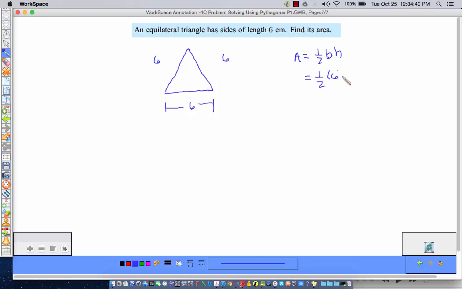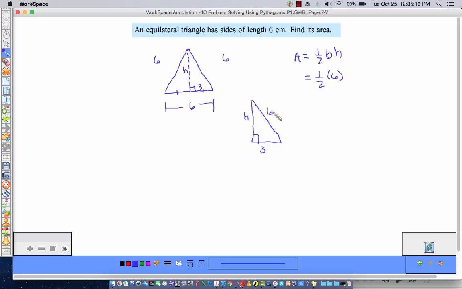So 1/2 times 6. And the height would be this right here. I would drop a perpendicular from a vertex. That means it's a right angle. And if you drop the perpendicular from a vertex of an equilateral triangle, it bisects the other side. So in other words, this is equal to this, these little segments. So they're each half of 6 or 3. So to get this height right here, I'm going to redraw the triangle just so you can see it clearly. So the height of the triangle is here.